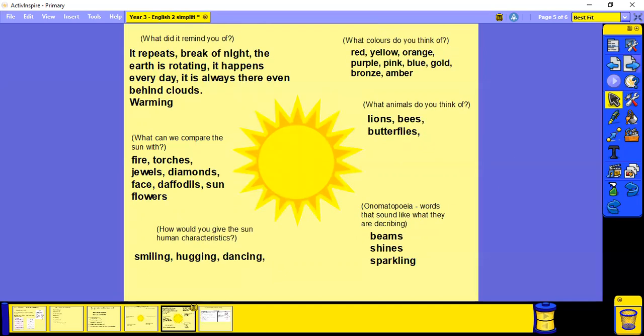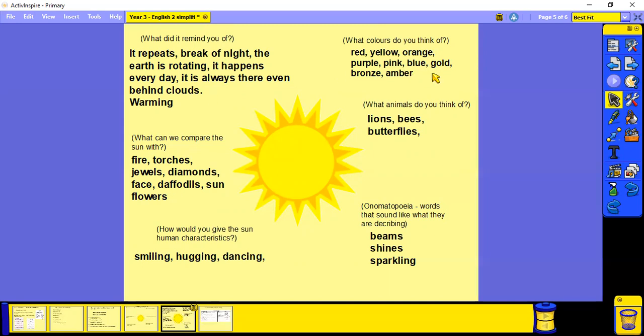So what did it remind you of? Well, here I've filled in a plan. It reminds me of the fact that the sun repeats, it comes up every day. It's the break of night. When the sun comes up in the morning, it's the start of a new day. It reminds me that the earth is rotating. It happens every day. And it's always there, the sun, even behind the clouds. If you've been in an aeroplane on a rainy, foggy day, when you get up above the clouds, the sun bursts out and it's warming.